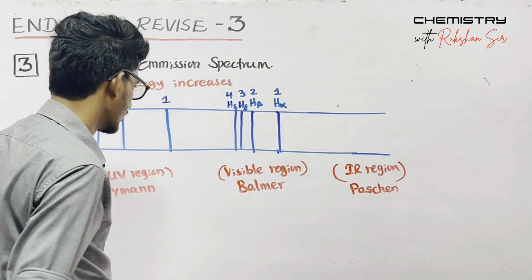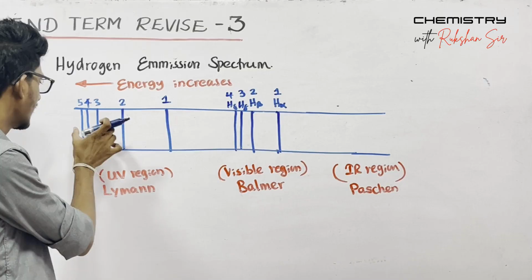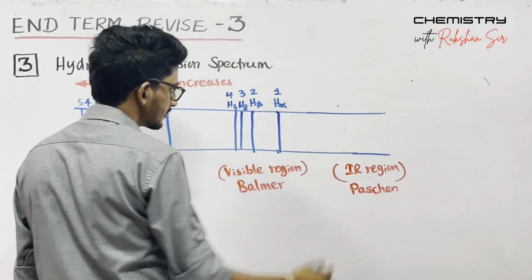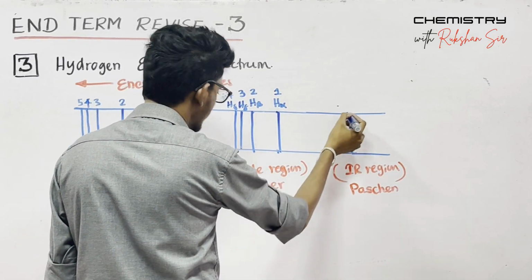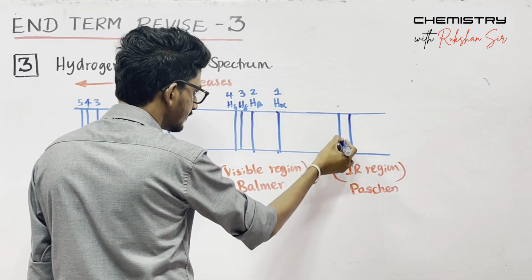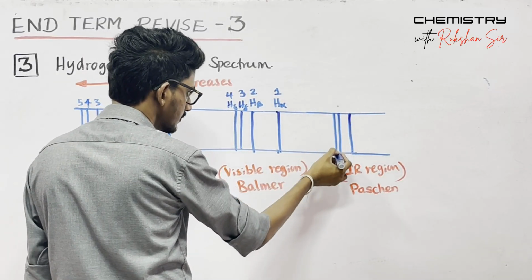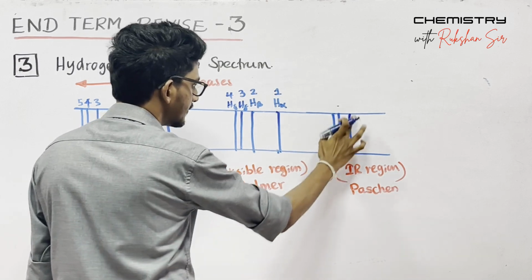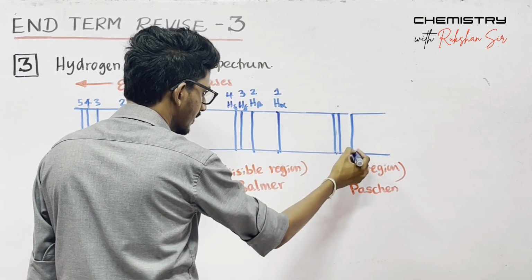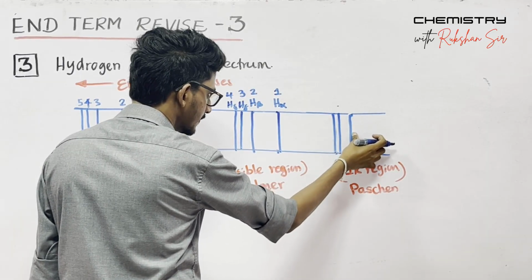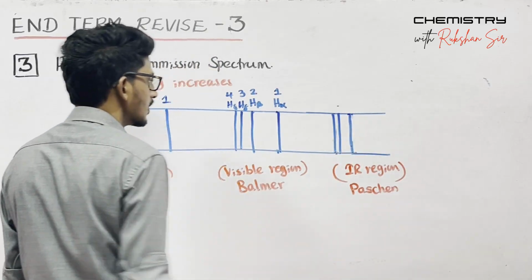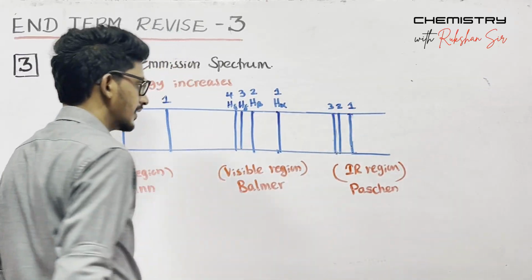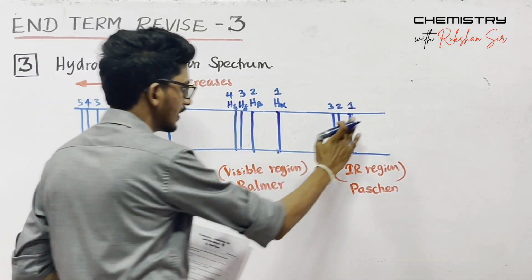When it comes to the Paschen series of lines, just take the third line onwards from the Lyman, copy that and paste it at the IR region. So it looks like this. Clearly maintain the line gaps. This is the first line of the Paschen, second and third. I have just written 3 lines, which is enough for this kind of question.